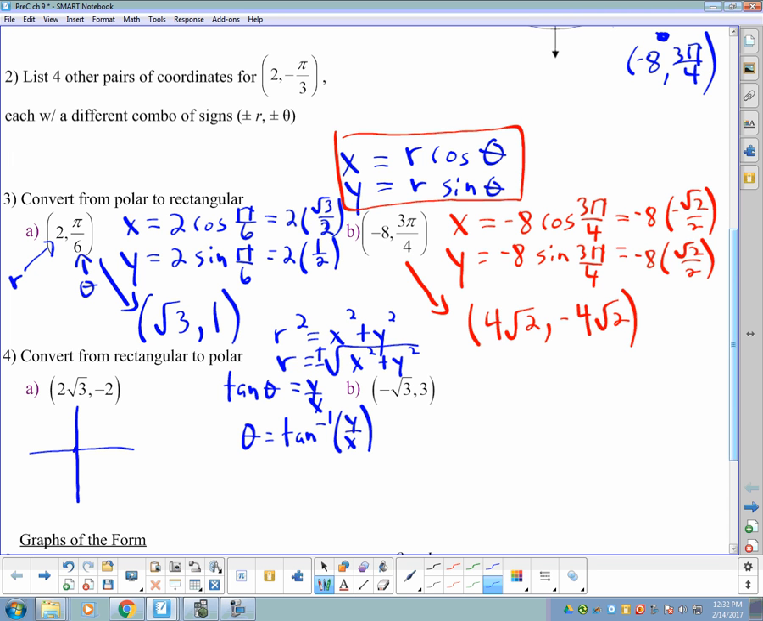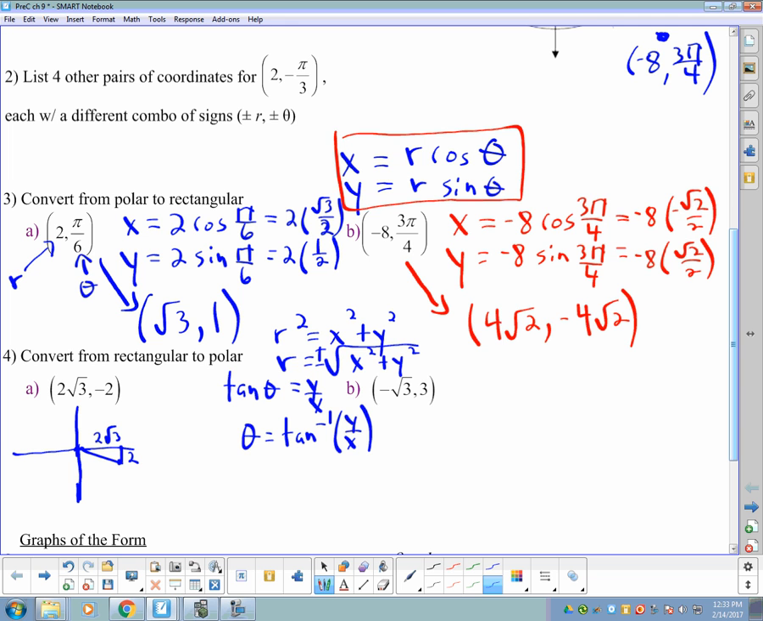So it's actually farther out than it is down. Let me see if I can be a little more accurate here. I'll move out of the way. Oops, I went to the wrong quadrant. Let's try that again. So 2 root 3, negative 2 would be maybe somewhere over here in the fourth quadrant. We've got 2 root 3 and then 2 down. It should be a little farther down, but not that extreme of a difference.